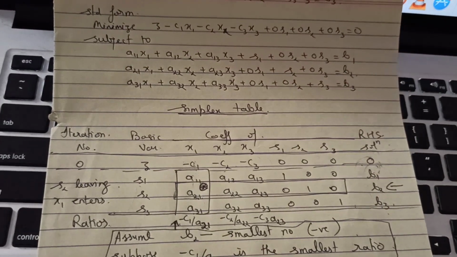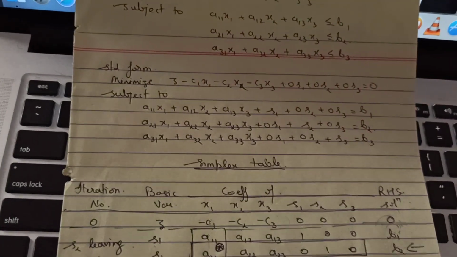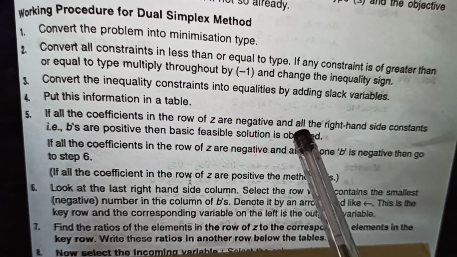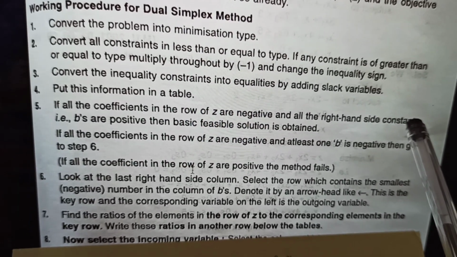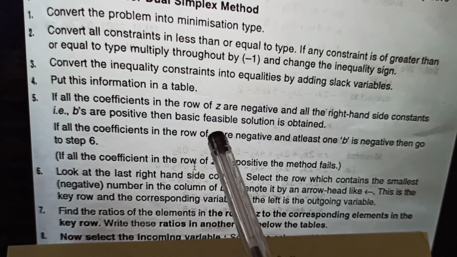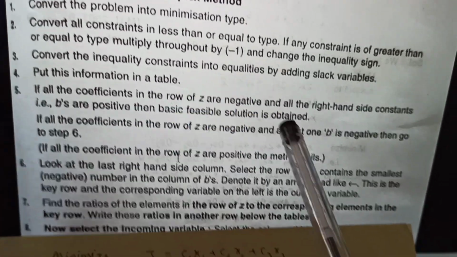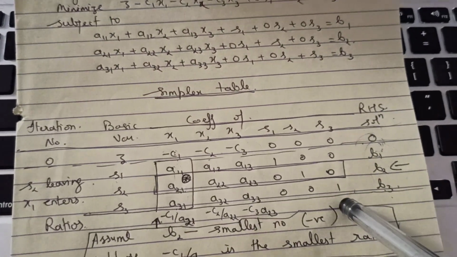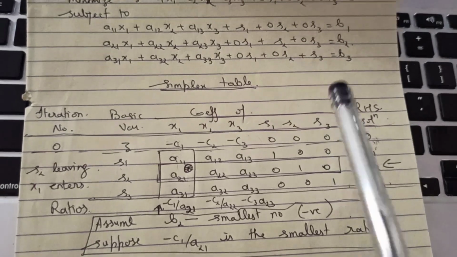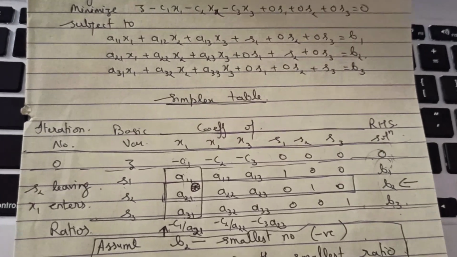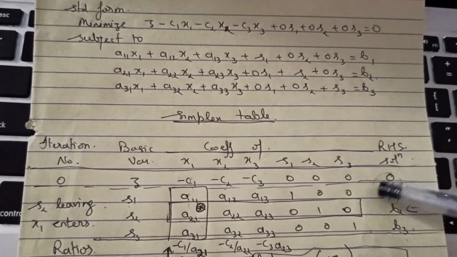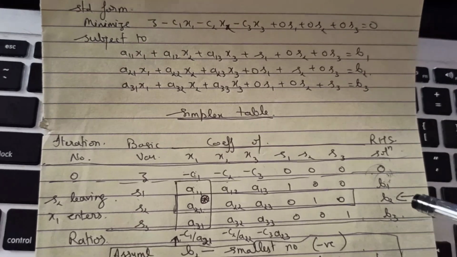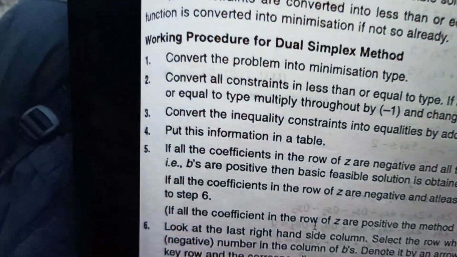So what is the change here? Let's see the 5th point. If all the coefficients in the row of Z are negative and all the right hand side constants, that is the B's, are positive, then a basic feasible solution is obtained. So if all these are negative and all these are positive, then we are done, we are through. Whatever we have is our basic feasible solution. But if any one of these is not positive, then we need to proceed to the 6th step.